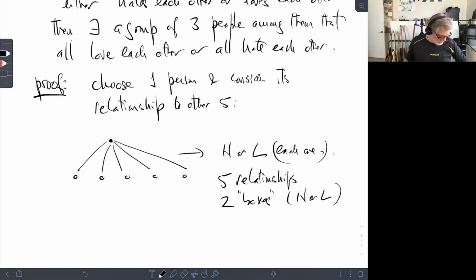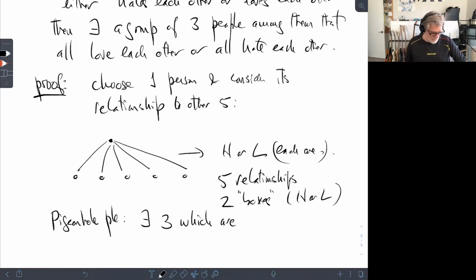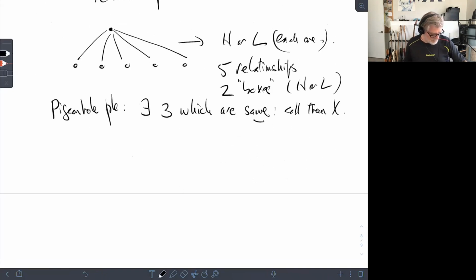Okay, so the pigeonhole principle says there exist 3 which are the same. I don't know if it's love or hate, so I'll just call it X, okay? So then the situation is like this. I have my person P here, and this person P is in relationship X with 3 people. It's either hate, hate, hate, or love, love, love. It doesn't matter, it's the same.